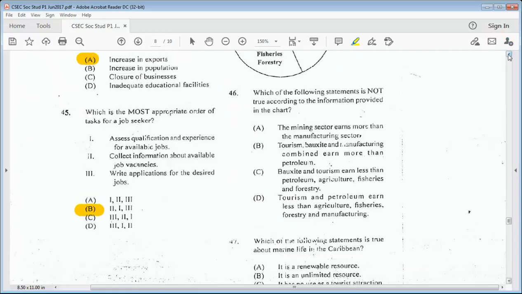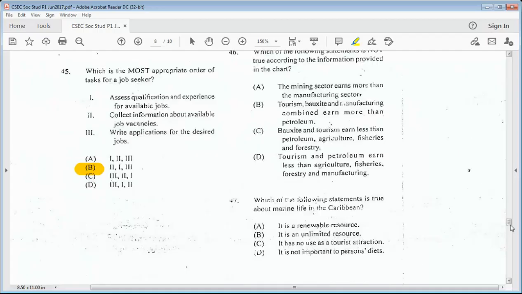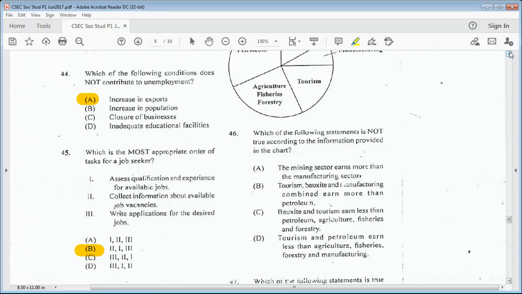Let's go on to 46. So here we have a pie chart. It says item 46 is based on the following pie chart showing revenue earning industries in CARICOM. So we have petroleum, bauxite, manufacturing, tourism, and agriculture, fisheries, and forestry. So here is what the question says. It says, which of the following statements is not true according to the information provided in the chart? A says the mining sector earns more than the manufacturing sector.